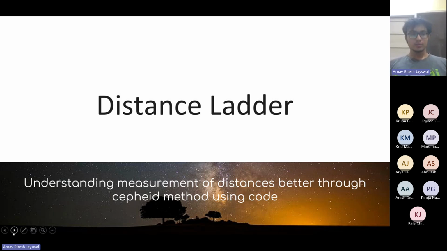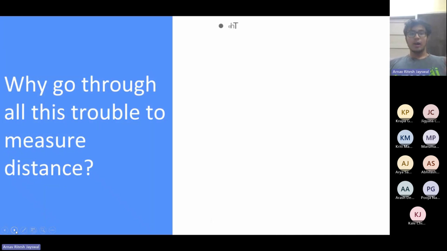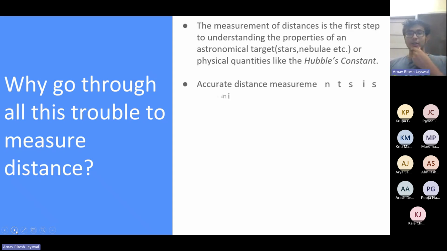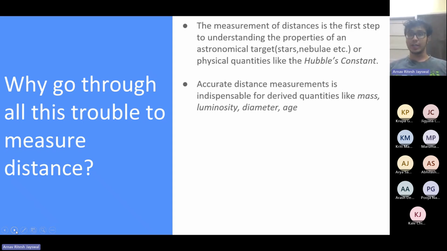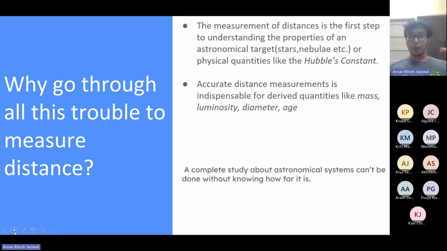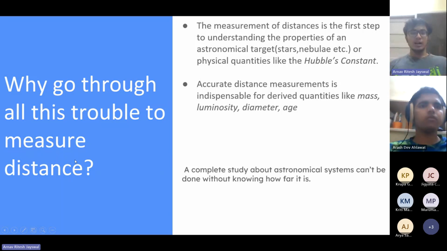So let's just go ahead. So again, why go through all this trouble to measure distance? The measurement of distance is one of the most important fundamental properties of any planetary object. We need to know the distance to estimate a lot of physical quantities like the Hubble's constant, or maybe some other properties which we'll see in the future slides. And also there are a lot of intrinsic properties of stars which are very important to us, like the luminosity, diameter, even the age of the star, which we can figure out just by knowing the distance. So basically, a complete study of astronomical systems is impossible without knowing the distance to the stars. This is why distance is a very important aspect when it comes to astronomy, because it is very important to measure distance to find out all these basic properties of a star, which is just fundamental to their existence.